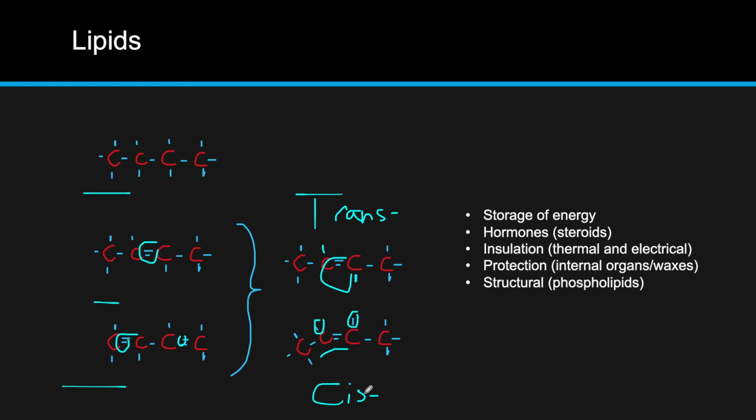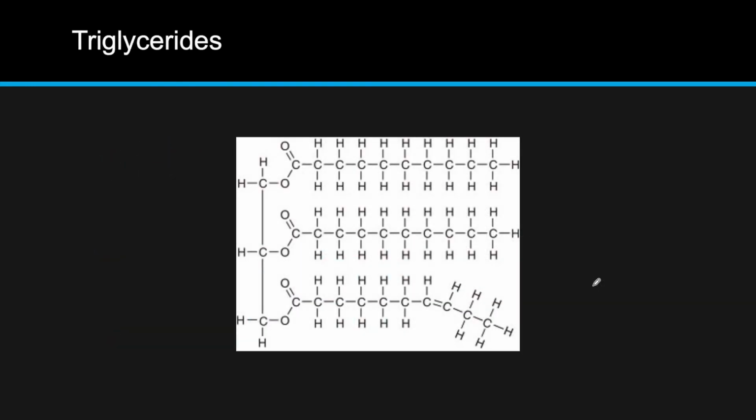So real quick, just a recap: the function of lipids is energy storage. It can be used for hormones, as seen in steroids. It can be used as insulation, which is fats. Protection, which is also fats and waxes, and then structural, which is the phospholipids, which we discussed in topic 1. Another thing that IB expects you to know is triglycerides.